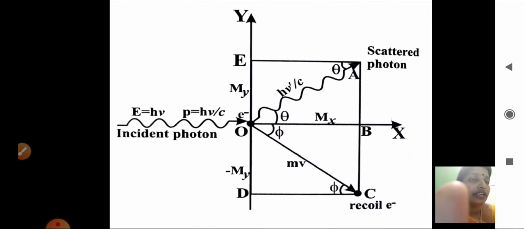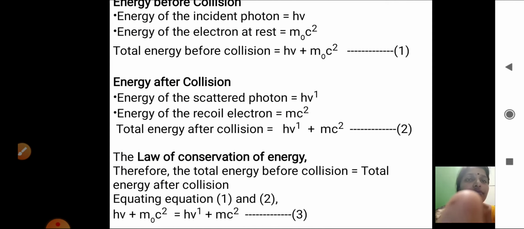This is cos theta and sin theta, and this is cos phi and sin phi. You have to derive this for the before and after collision process. Energy before collision: the energy of the incident photon. You have to apply this graph.